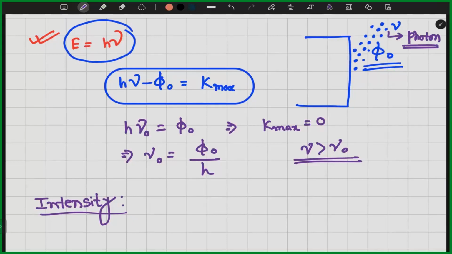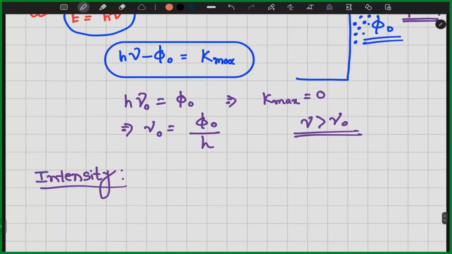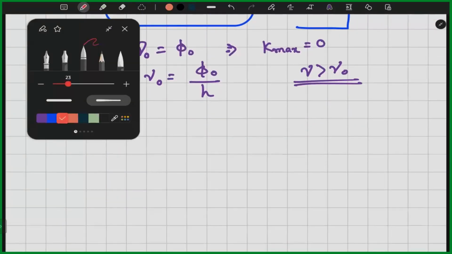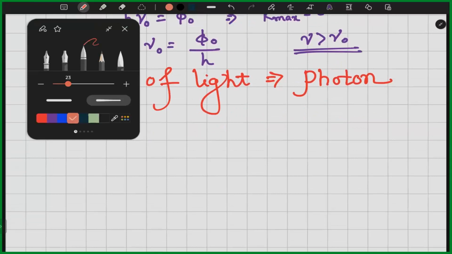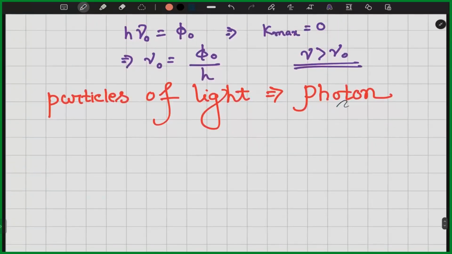Because light is irradiated in a discrete way, like particle. Particle has discreteness. So these quanta are called photon. Particle of the light is called photon. Okay. So now, energy of the photon is h nu, minimum energy.